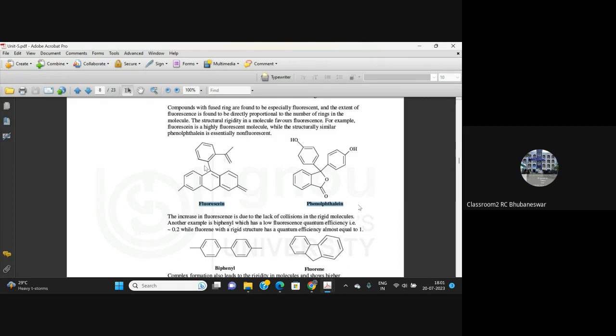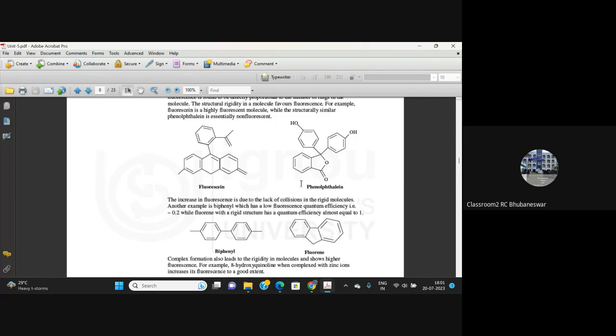But here in fluorescein, the conjugation is persisting. There is conjugation among the rings. But for phenolphthalein, due to this middle part, it is not a conjugated structure. So this kind of molecule will not show fluorescence. These are non-fluorescent in nature.